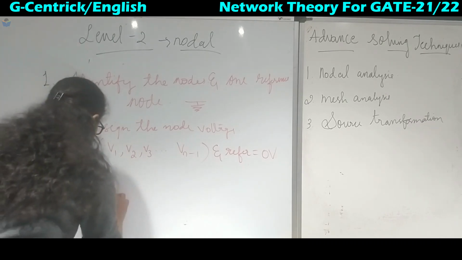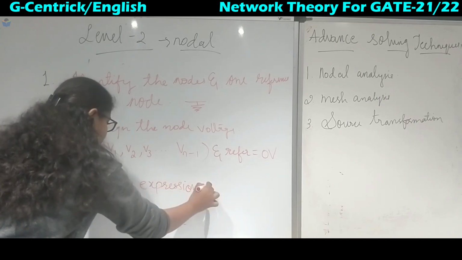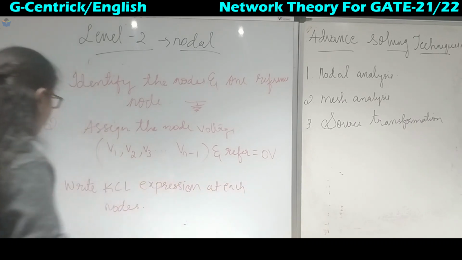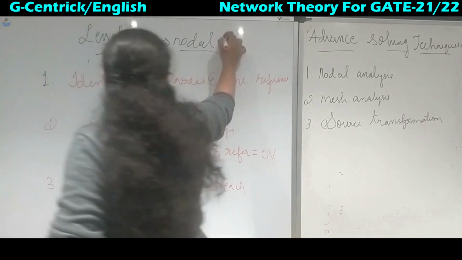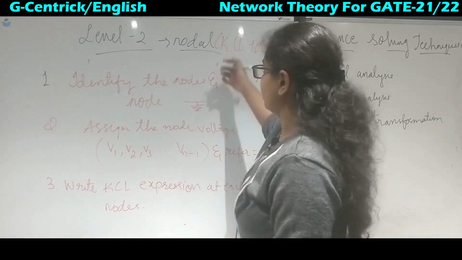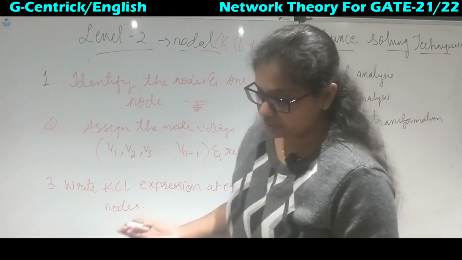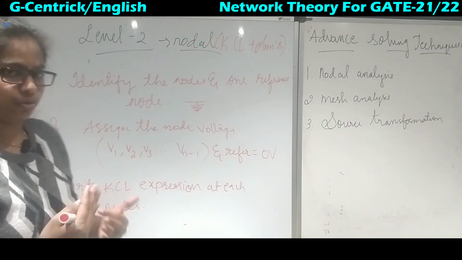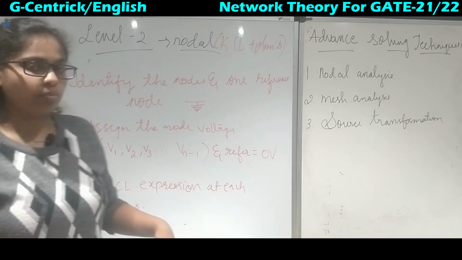KCL expression at each of the nodes. Nodal analysis is nothing but the combination of KCL plus Ohm's law. So when you write KCL at each node, then the problem of the circuit is almost solved. Okay, so we will take some cases and solve the nodal analysis using them, different cases, so that these concepts will be clearer.